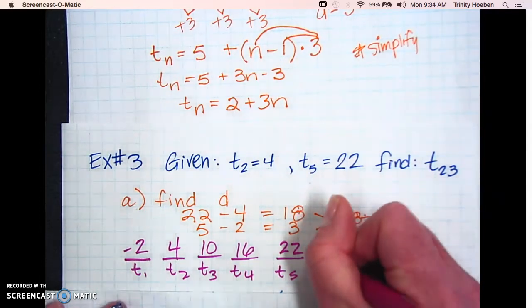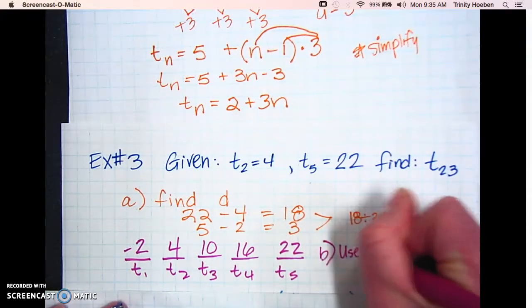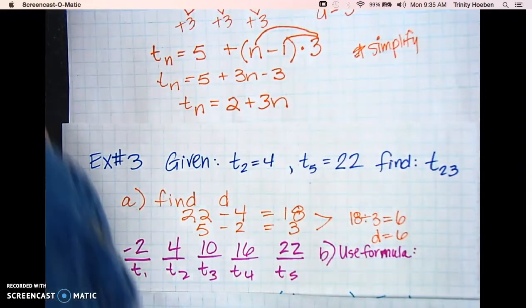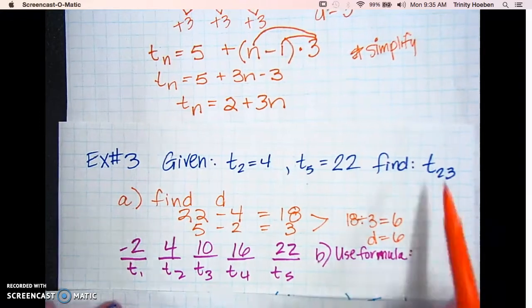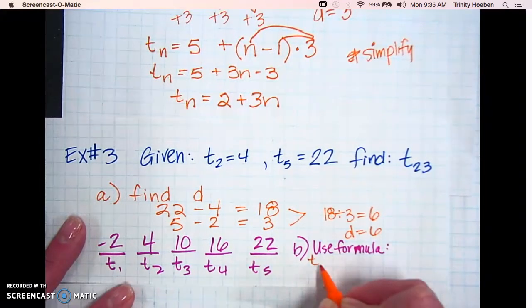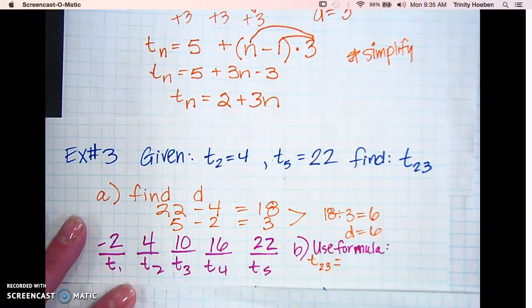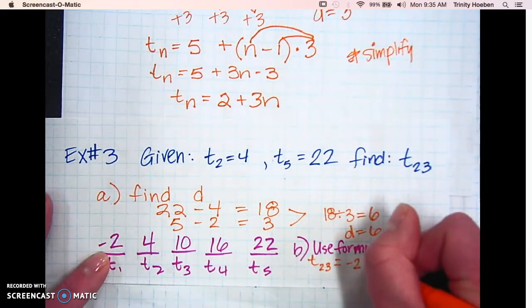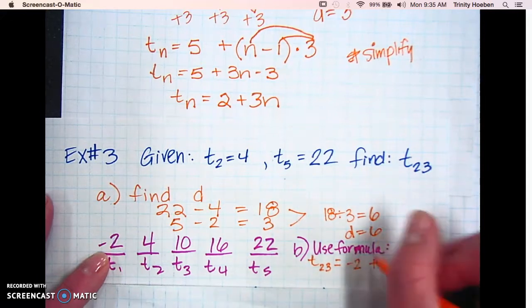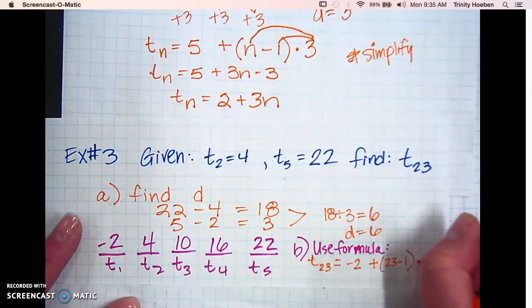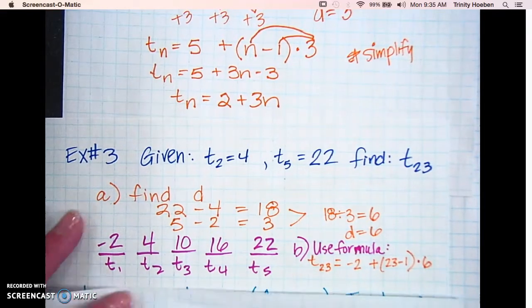Then, for part B, you're going to use the formula to get the 23rd term. Remember, that's what they asked us for back up here. They want us to get the 23rd term. So T sub 23 is going to be equal to, and we're using that formula you wrote down at the beginning, the first term, which is -2, plus the term that we're on, which is 23 minus 1, times d, which is the difference we already calculated was 6. Now we just need to simplify it.